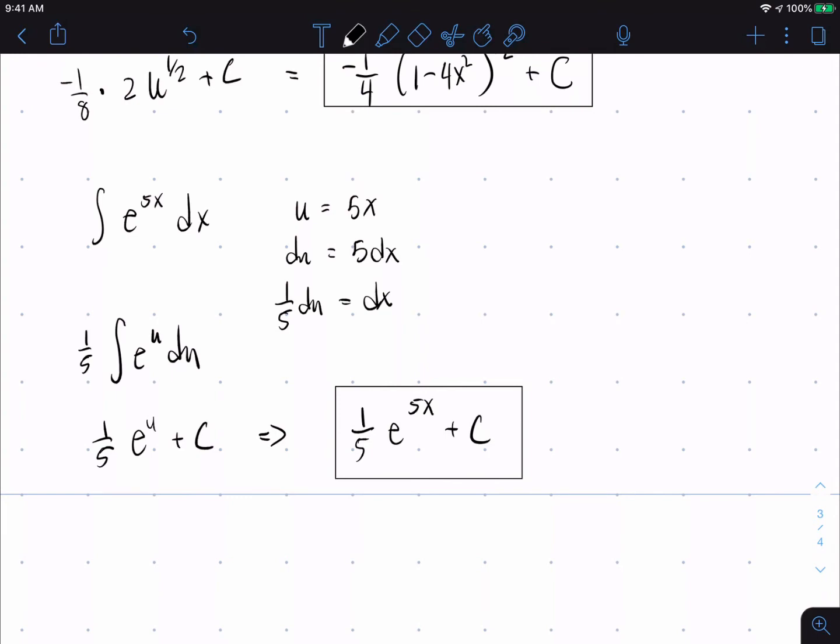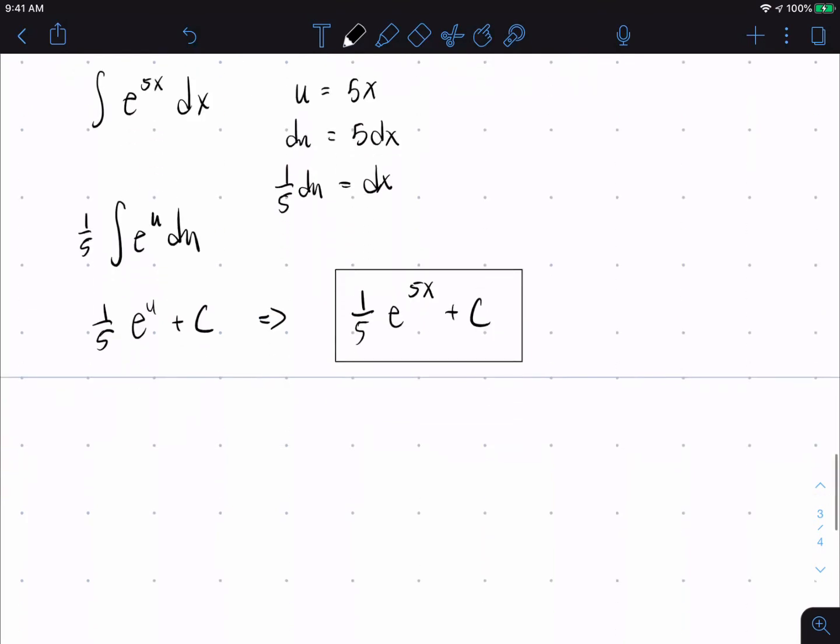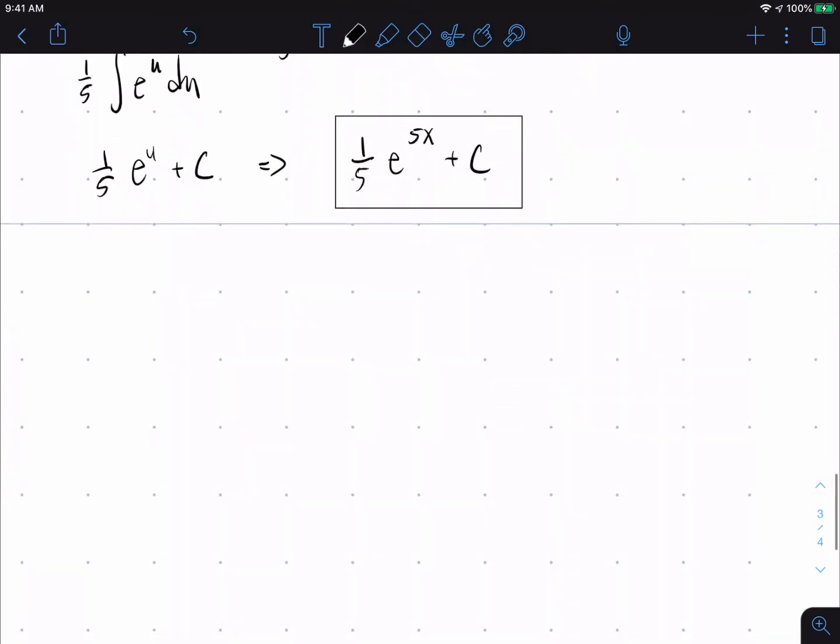All right, let me do one more example for you, and then I want to go back and touch on a problem that I did earlier and show you another way to do it. Okay, so let's make it more complicated. So the integral of x times e to the 7x squared dx. So again, we have a product here. What we're going to do is use the exponent as our u. And so I'm going to get du equals 14x dx.